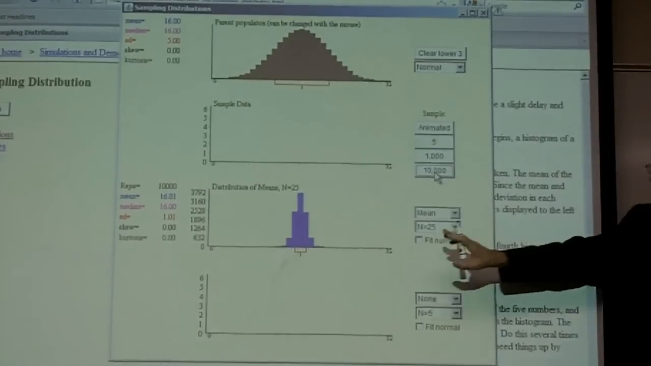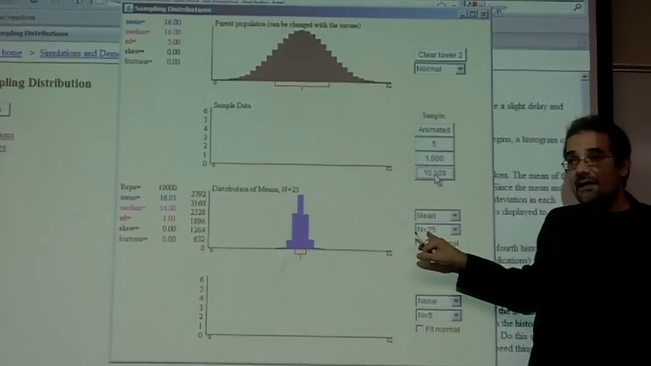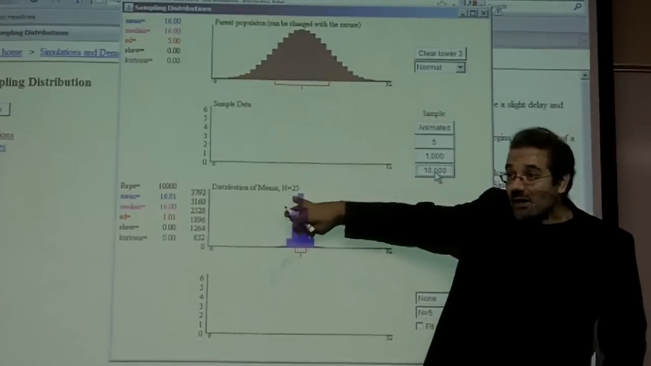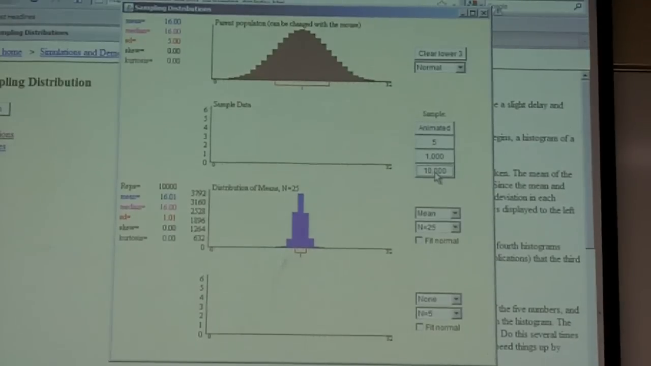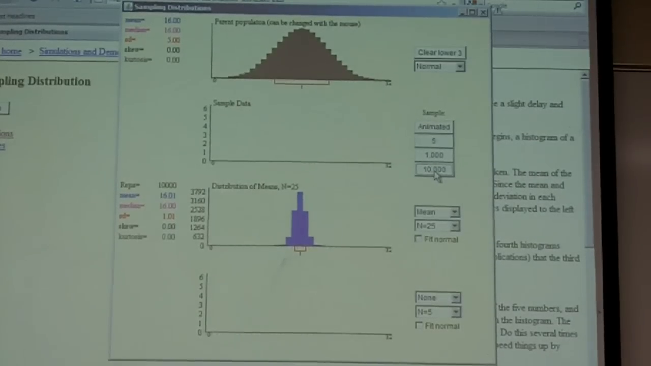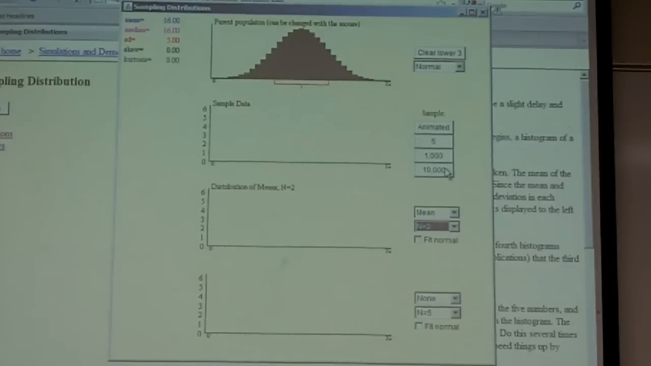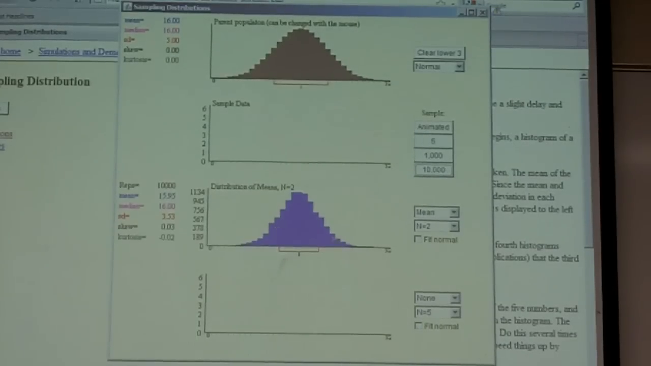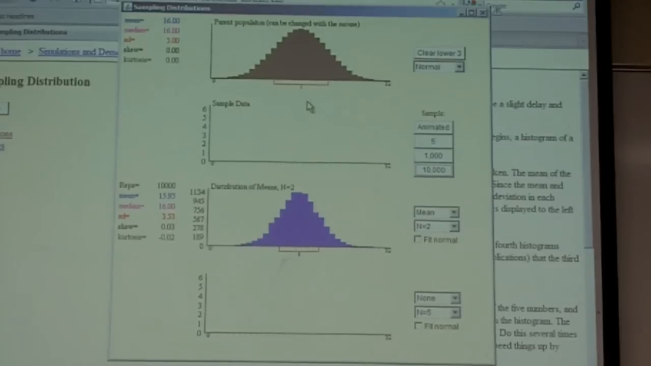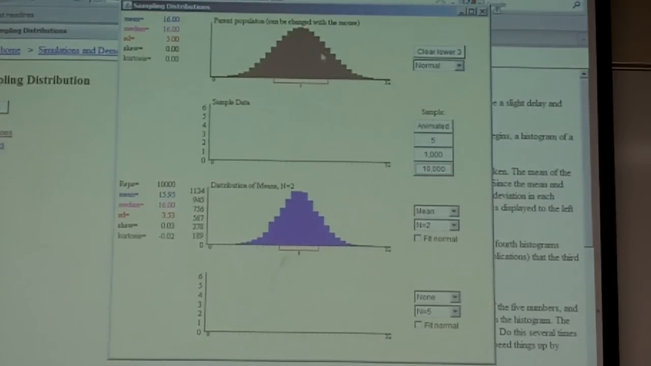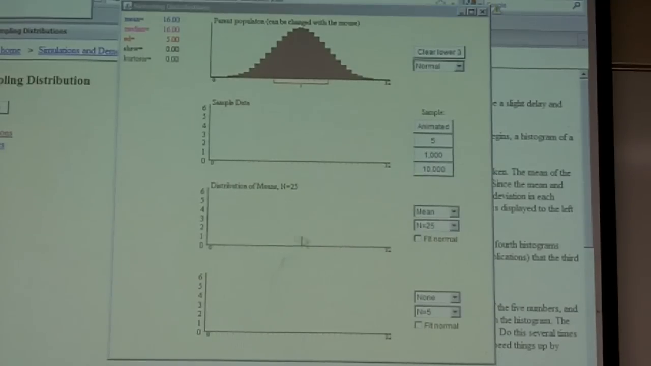And you can see it here. When we put n as 25, this shrunk in width. When we change it to n of 2 and run it 10,000 times, it's going to be thicker. This is telling you that the variance, the width of this, is going to be in proportion to a function of sample size. The bigger the sample size, the smaller the width, meaning the smaller the variance.